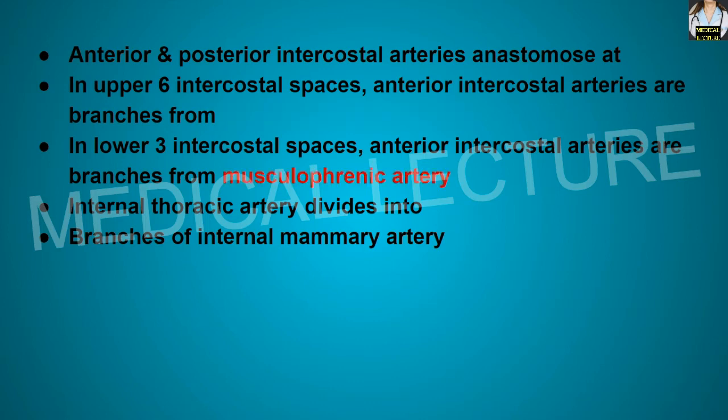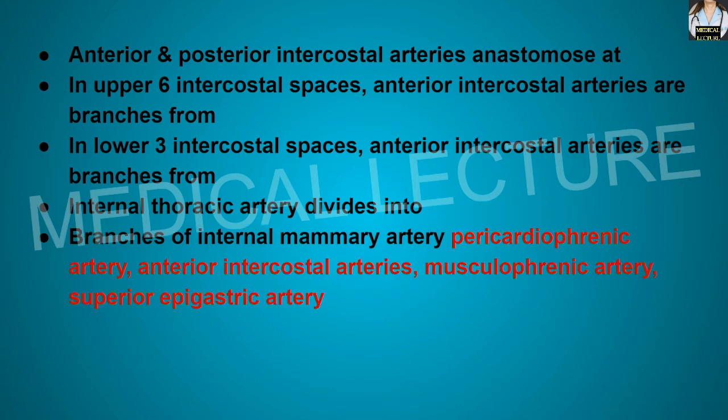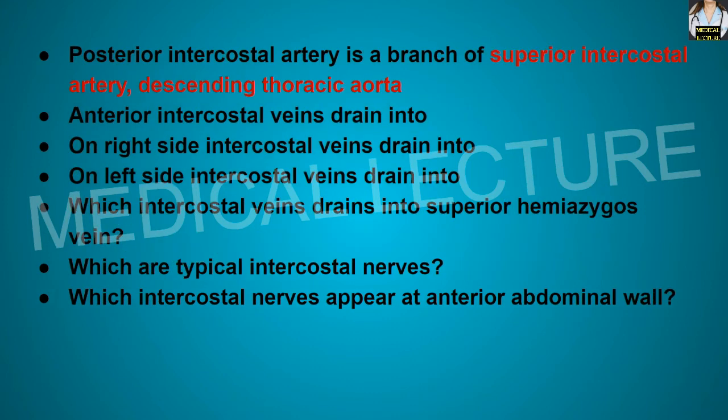musculophrenic artery. The internal thoracic artery divides into the musculophrenic artery and the superior epigastric artery. What are the branches of the internal mammary artery? They are the pericardiacophrenic artery, anterior intercostal arteries, musculophrenic artery and the superior epigastric artery. The posterior intercostal artery is a branch of which artery? It is a branch of the superior intercostal artery and the descending thoracic aorta.